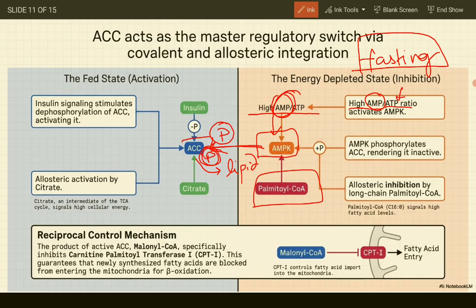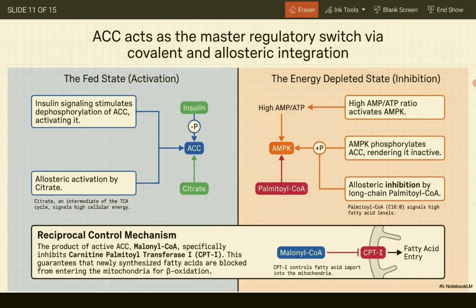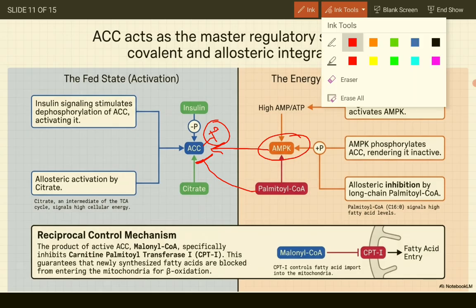Palmitoyl-CoA is the last end product of this biosynthesis. If there is a very high level of the end product of any reaction, if there is a very high level of palmitoyl-CoA inside the cell or inside the body, then that will also activate AMPK, which will again phosphorylate ACC and deactivate it. So palmitoyl-CoA also inactivates ACC. Okay, so that was the whole story of regulation.